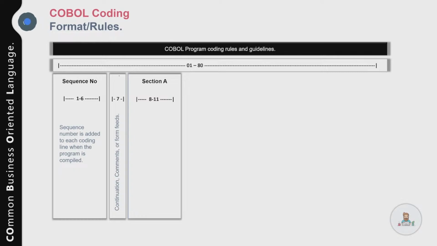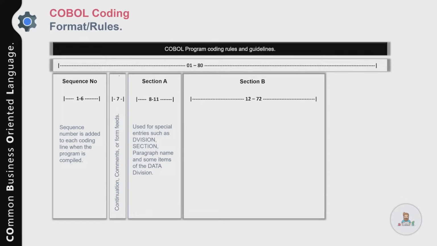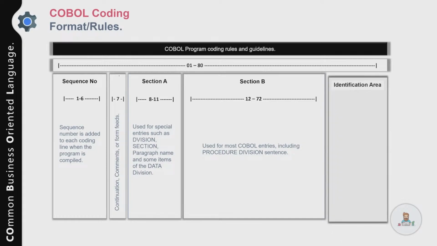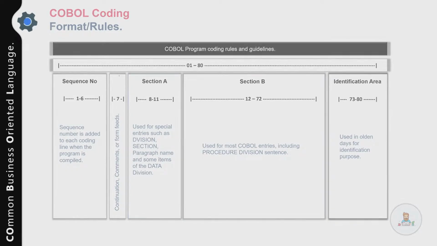Position number 8 to 11 is termed Area A, and it is generally used for special entries such as divisions, sections, paragraph names, and some items of the data division. Then you have position number 12 to 72, termed Area B, which is generally used for most of the COBOL entries, including procedure division sentences. Then you have position number 73 up till 80, and this area is called the identification area. These positions were originally used to identify a program, but they are not used anymore today.